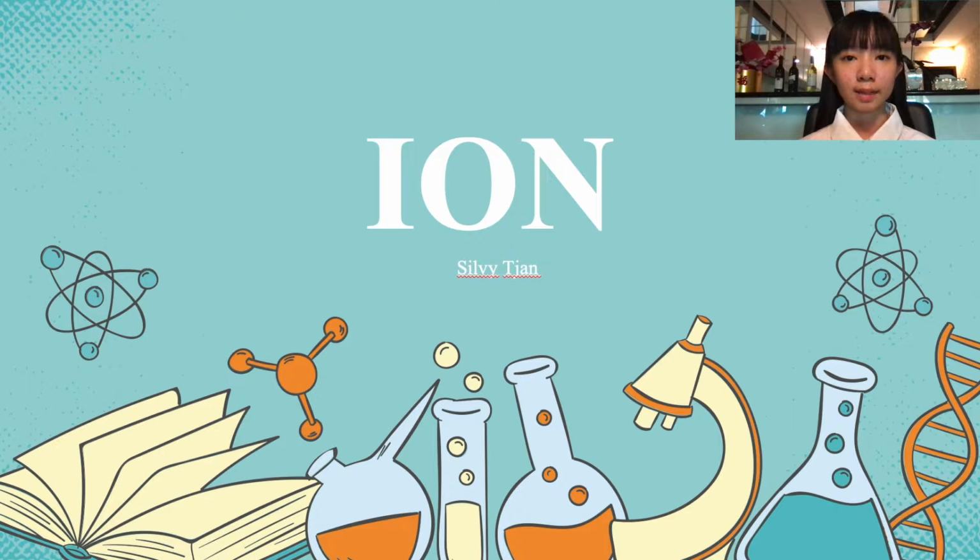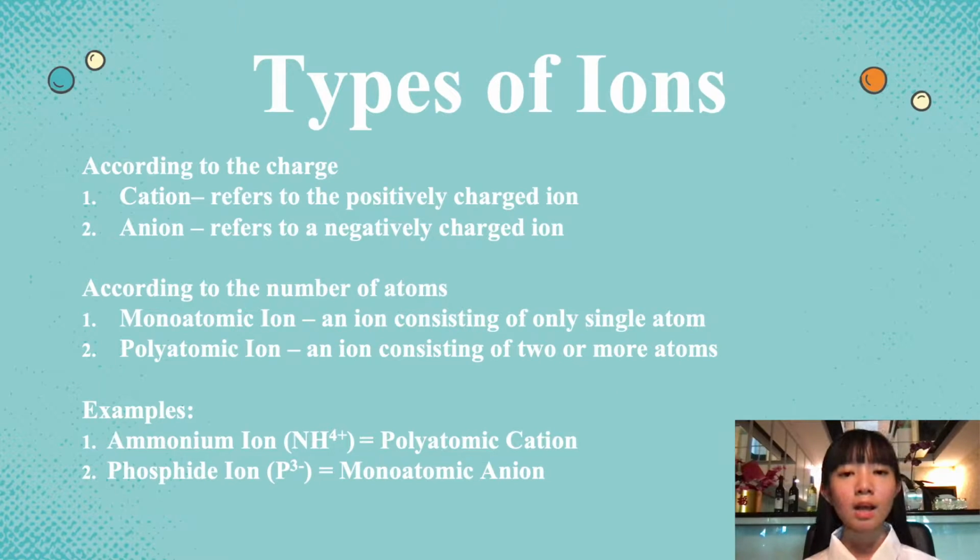Today I will be discussing ions. Types of ions. According to the charges, there are two types of ion. The first one is a cation, which refers to a positively charged ion. The second is an anion, which refers to a negatively charged ion.